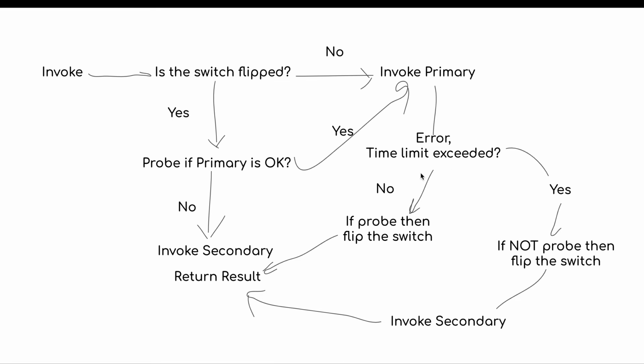But when we were probing, if we determine that the primary is no longer at fault, then we want to flip this switch so that the further calls go to the primary. So we flip the switch, we return the result.